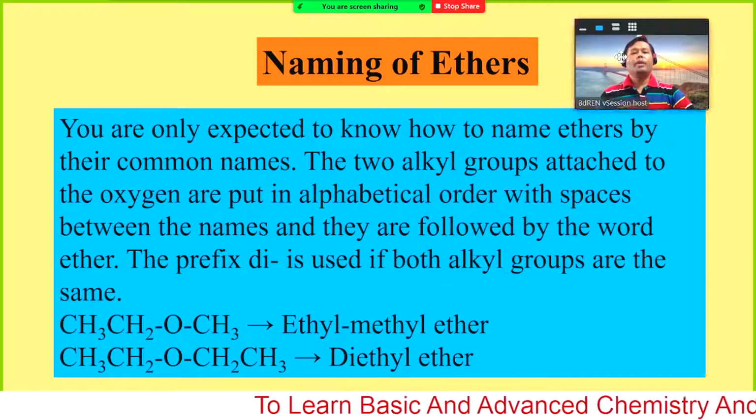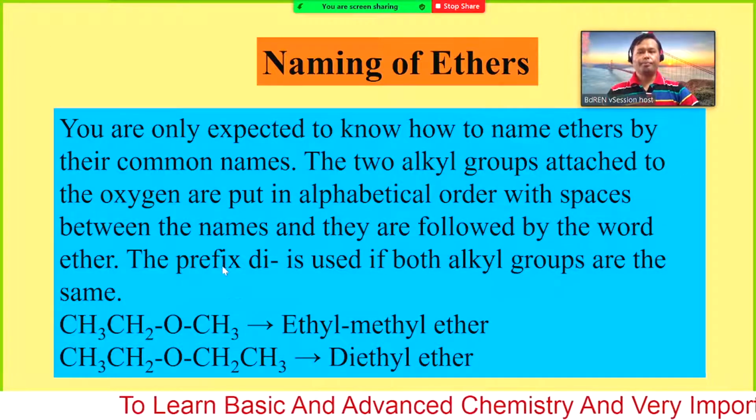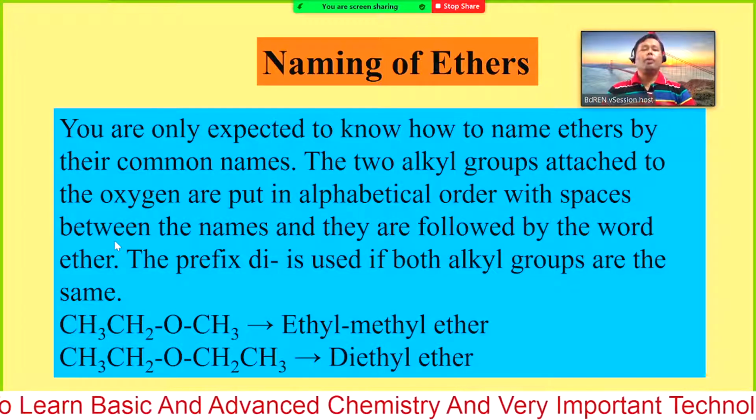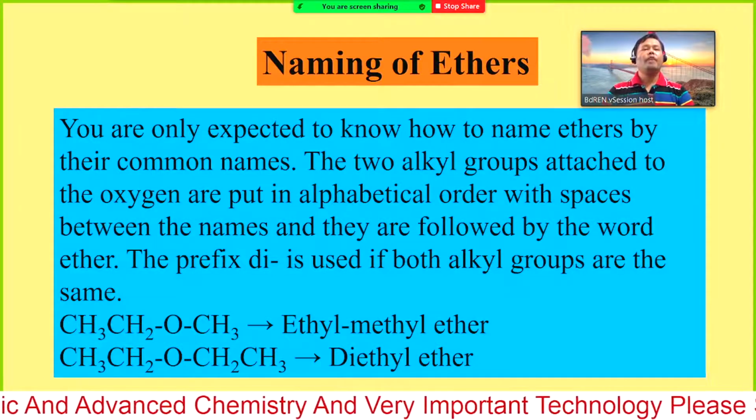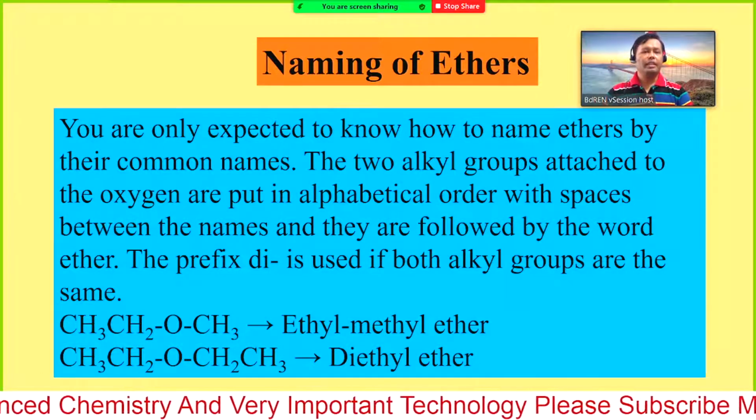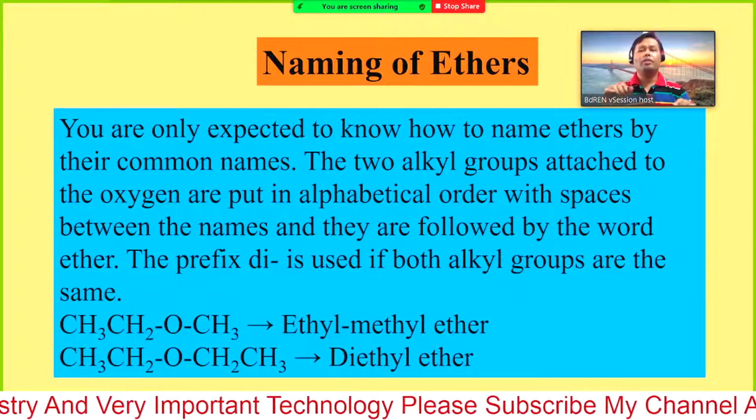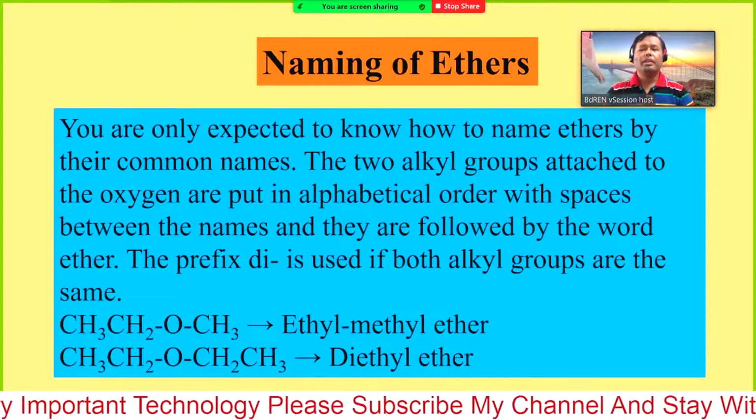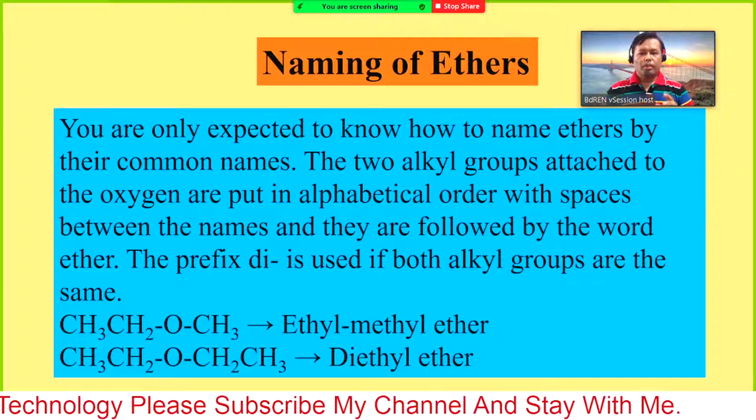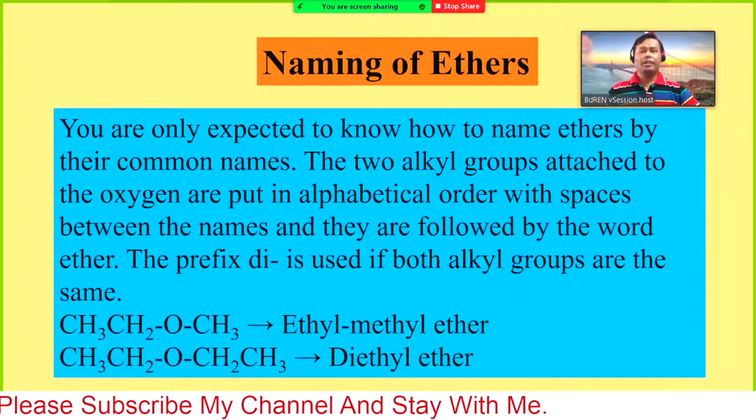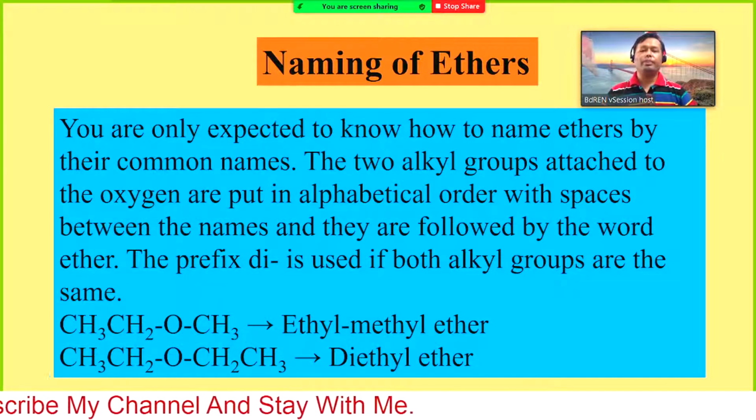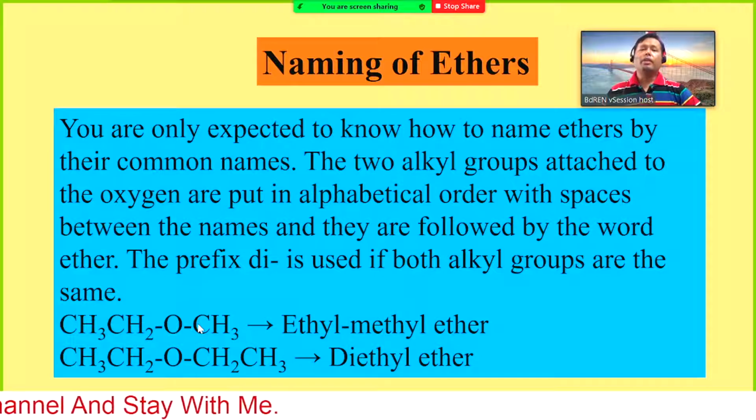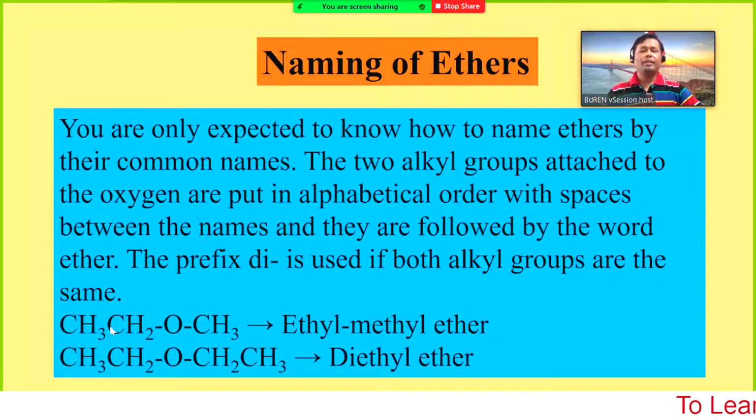Now what about the naming of ethers? An ether is an organic compound having the functional group oxygen, that means an oxygen with two single bonds, combined or shared with some other groups. It can be R or Ar, that means an alkyl group or an aryl group.